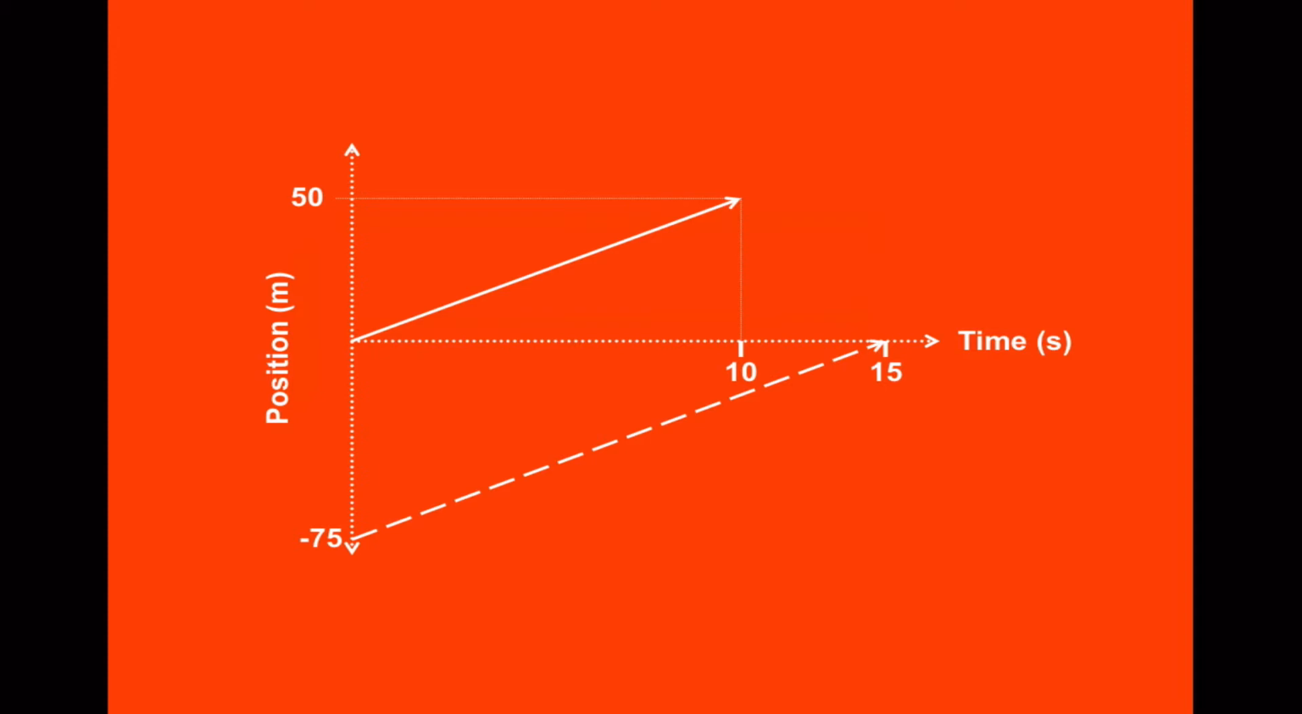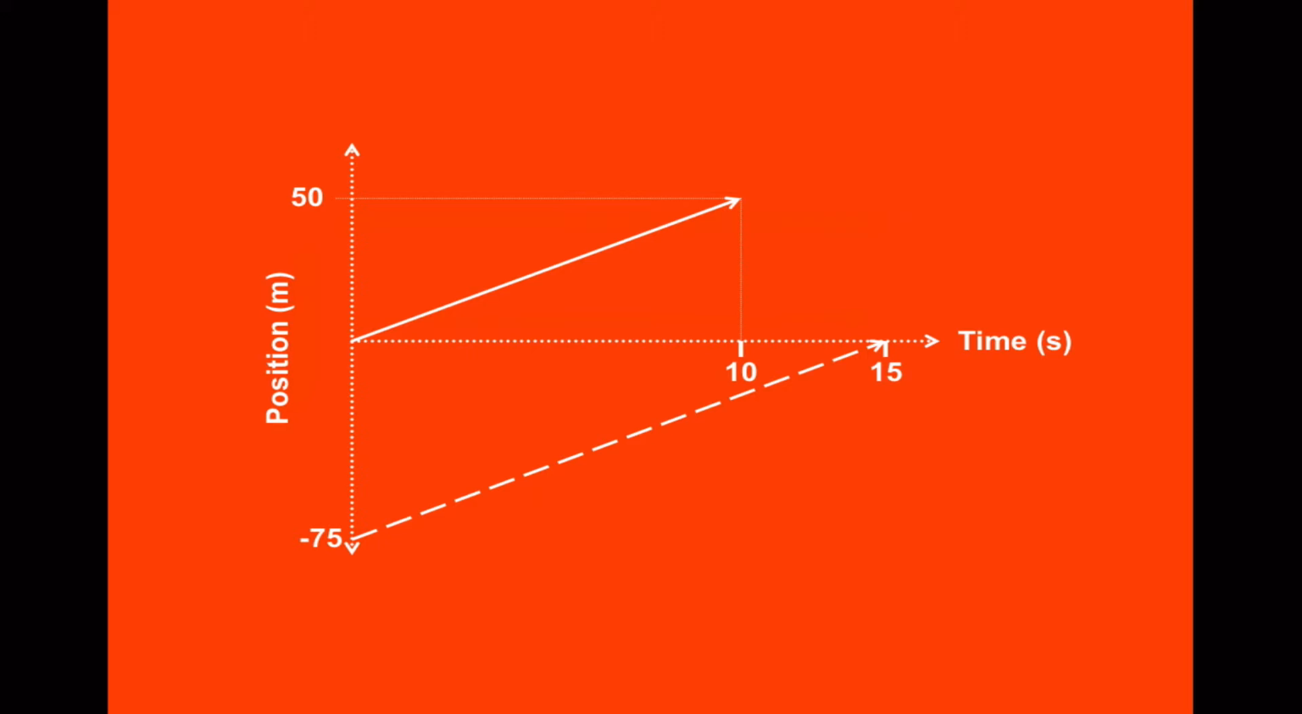We have parallel lines here. They look parallel, and we can do a little bit of math and confirm that they're parallel. The solid line goes up 50 in 10 seconds. 50 over 10 is 5, +5. And the dotted line goes up 75 in 15 seconds. 75 over 15 is also 5. So these are parallel lines.